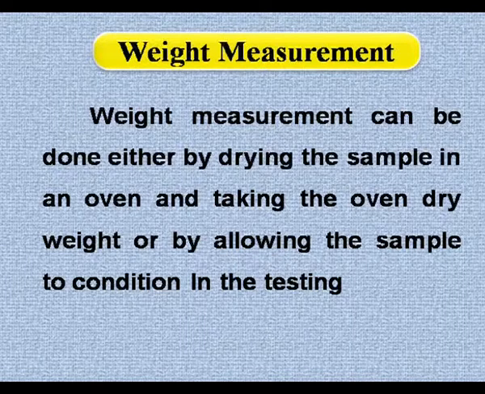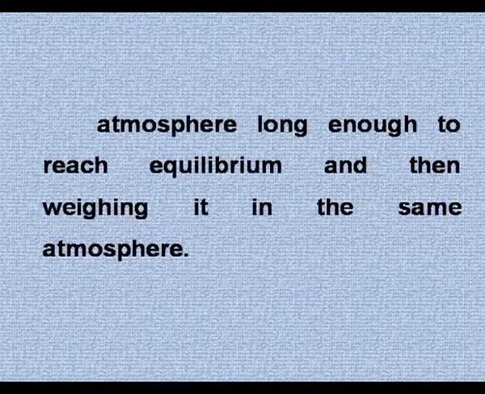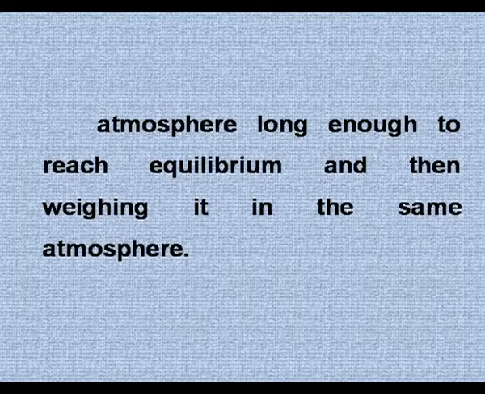Weight measurement. Weight measurement can be done either by drying the sample in an oven and taking the oven dry weight, or by allowing the sample to condition in the testing atmosphere long enough to reach equilibrium and then weighing it in the same atmosphere. The results of the two tests might not necessarily agree.